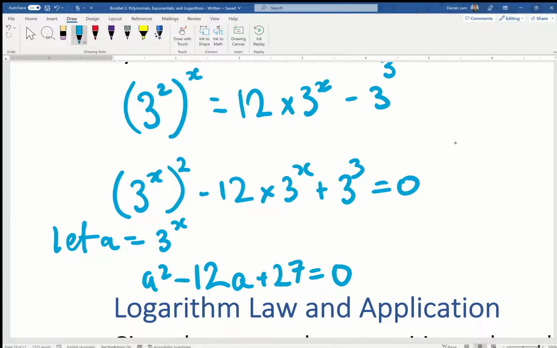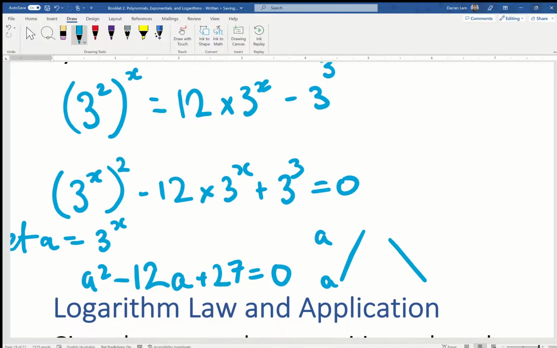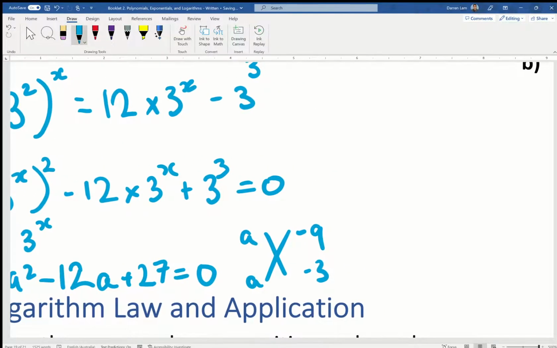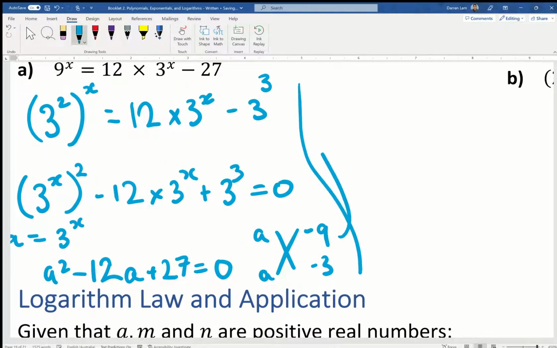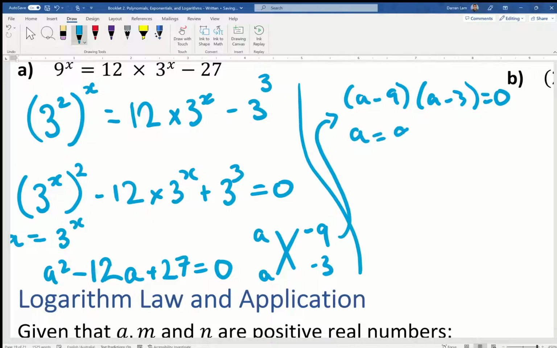Good. Cross method, of course. A here, A here. What numbers multiply to give me 27, add to give me negative 12? Negative 9 and negative 3. Which means I get an answer of, I'm a little bit wary of space, I might just write it up here. I get A minus 9, A minus 3 equals 0. Of course, that means that A equals 9 and A equals 3.